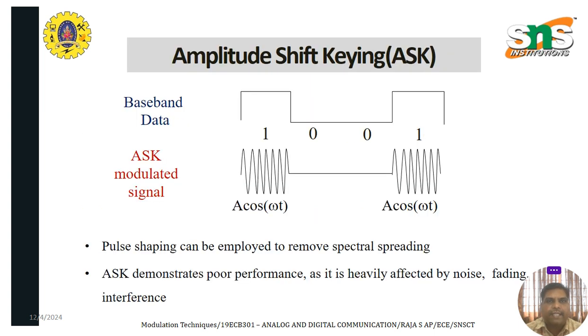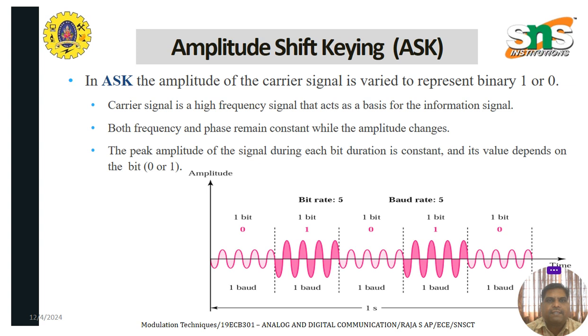First, we can see ASK, that is amplitude shift keying. If you see this figure, the baseband data is 1001. In amplitude modulation, whenever the data 1 comes, the carrier signal is multiplied and the output is ASK. Whenever the data is 0, no carrier is multiplied, so simply no signal. Then again 1 means the signal. Pulse shaping can be employed to remove spectral spreading. ASK demonstrates poor performance as it is heavily affected by noise, fading and interference.